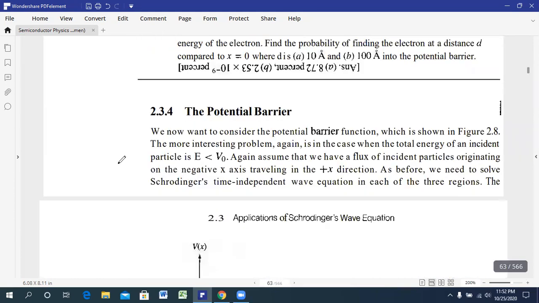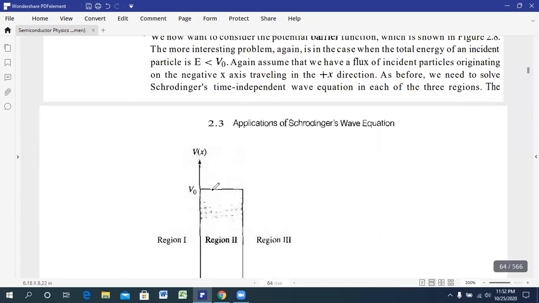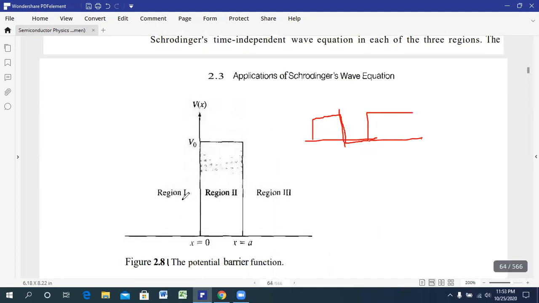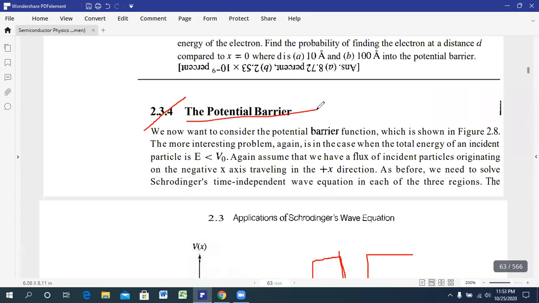Now, if I move to article number 2.3.4, that means the potential barrier. Potential barrier means I will have a step function. Look, the first condition was like this. Previously, we had a function, after that 0, then after that a function like this. Now, in this case, we will again have three regions: region 1, region 2, and region 3. For region 1, we will have 0 values. For region 3, we will have 0 values. And for region 2, we will have the V naught value. So that one is known as the potential barrier.